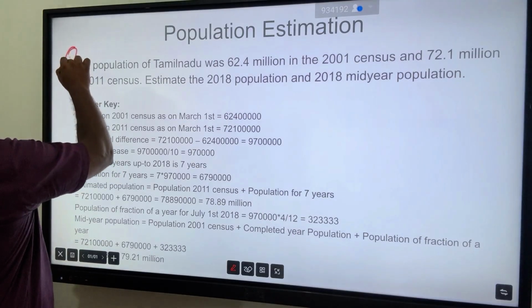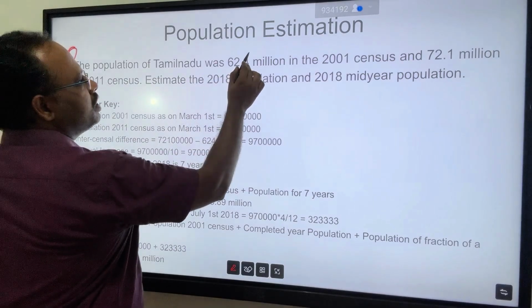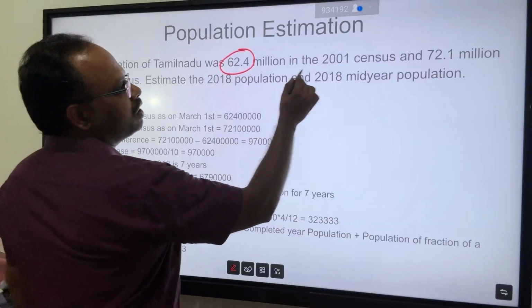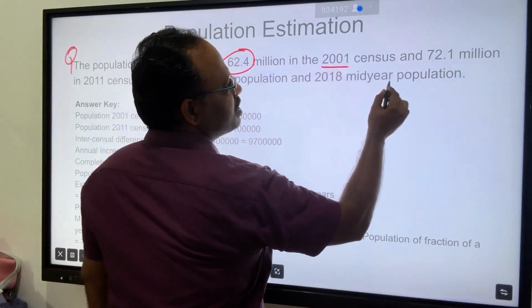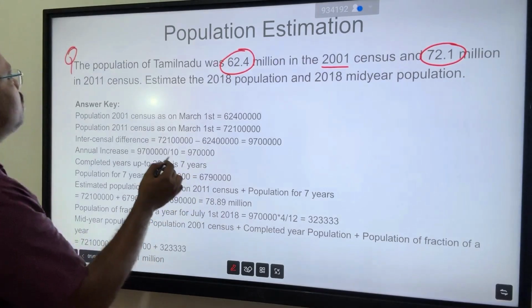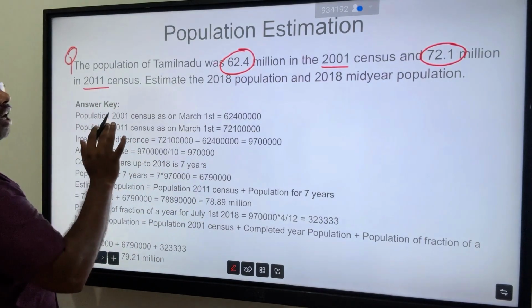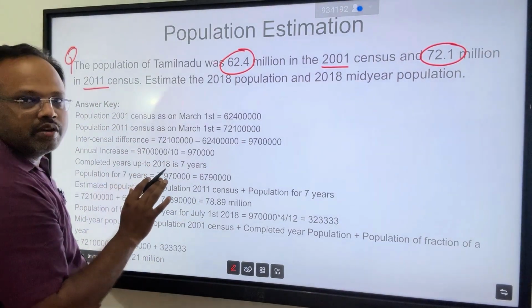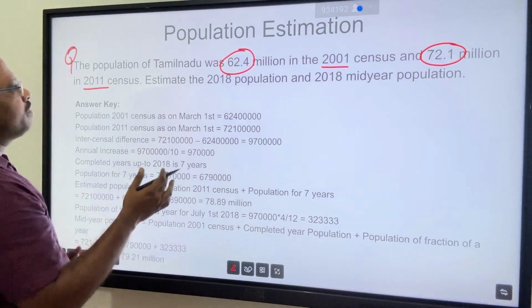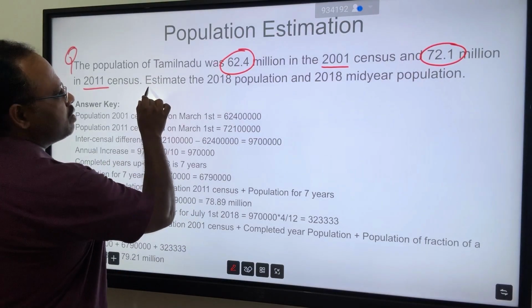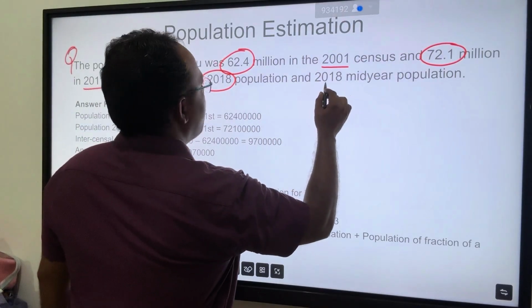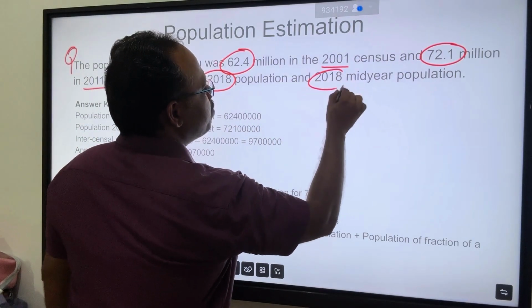Here is the question. The population of Tamil Nadu was 62.4 million, that is 6.24 crores in the 2001 census, and 72.1 million, that is 7.21 crore in the 2011 census. This is the provided information for the calculation of the population for any point of time later on. In the question here, they have asked to estimate the 2018 population and also the 2018 mid-year population.